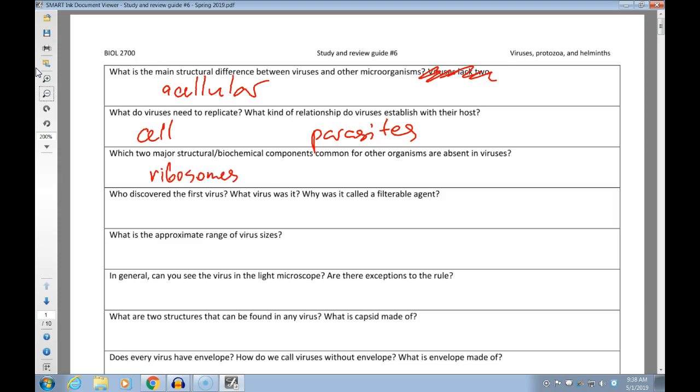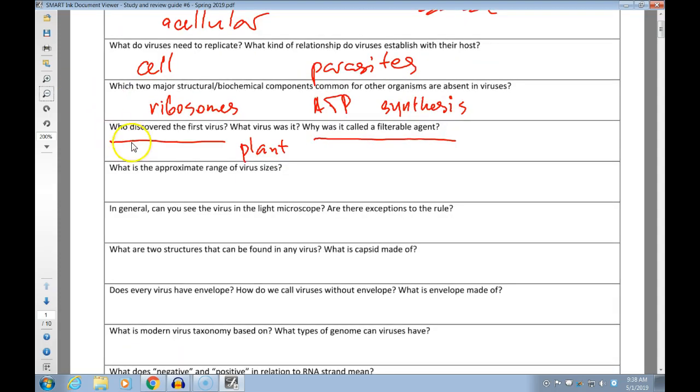Ribosomes and everything that you need for ATP synthesis. Okay, not everything, but they can't synthesize ATP basically. They don't have the appropriate machinery. Who discovered them? I'm not going to ask you the last name. It was a plant virus, tobacco mosaic, and it was called a filterable agent because it went through the filter that contained bacteria. Does that make sense? So it was able to be filtered.